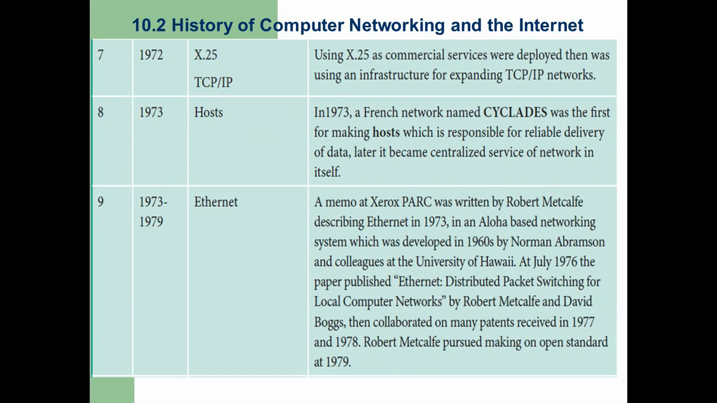In 1972, X.25 was used as a commercial service, and was then used as an infrastructure for expanding TCP and IP. Of course, in the 11th standard we learned TCP/IP, the packet switching protocols: Transmission Control Protocol and Internet Protocol, used in email for sending data.